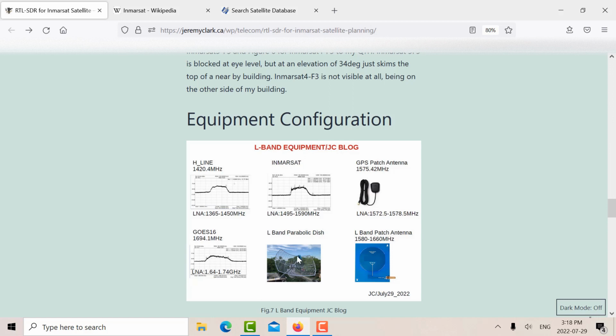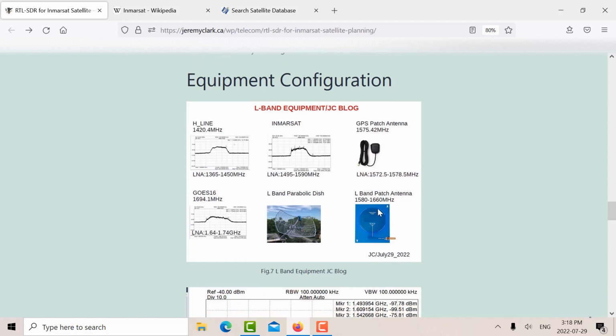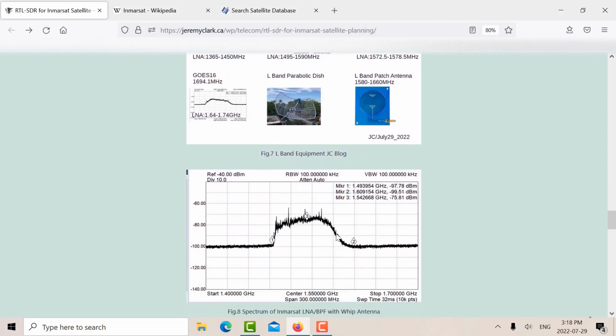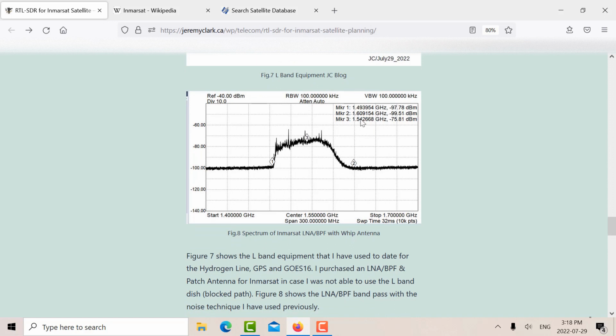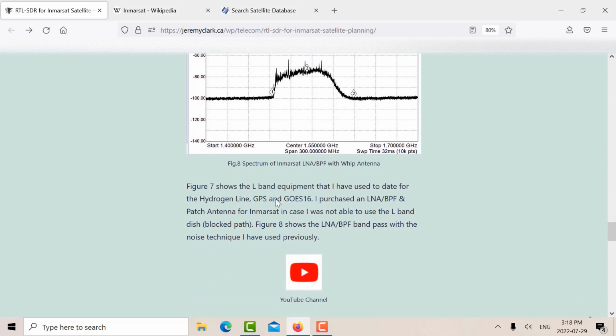I got my L-band parabolic dish, and I also got a patch antenna, although it seems to be a little bit narrow here. I'm not too sure. I haven't really used it extensively. I did sweep the LNA. I just attached it to my spectrum analyzer with a whip antenna, just using noise as the sweep signal. So there's the band pass. It looks like it goes from 1500 to 1600, and the center's around 1542.